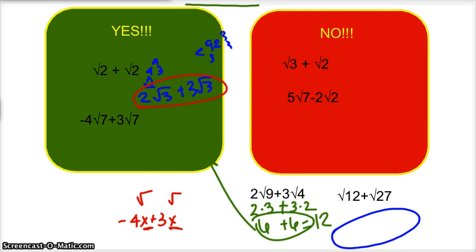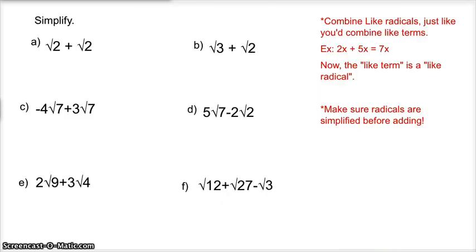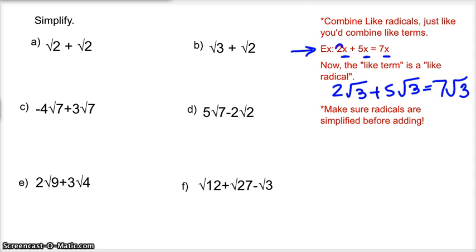All right, moving on. When we simplify, combining like radicals is just like combining like terms. And I have an example right here. It says 2x plus 5x equals 7x. So now when we go to add, a like term is a like radical. So for instance, if it were 2 square root, I don't know, I'm making up a number, 3, and 5 square root 3, I'd have 7 square root 3. So just like the x that was carried through, to say 2 apples plus 5 apples is 7 apples, same thing here. The square root's coming through.